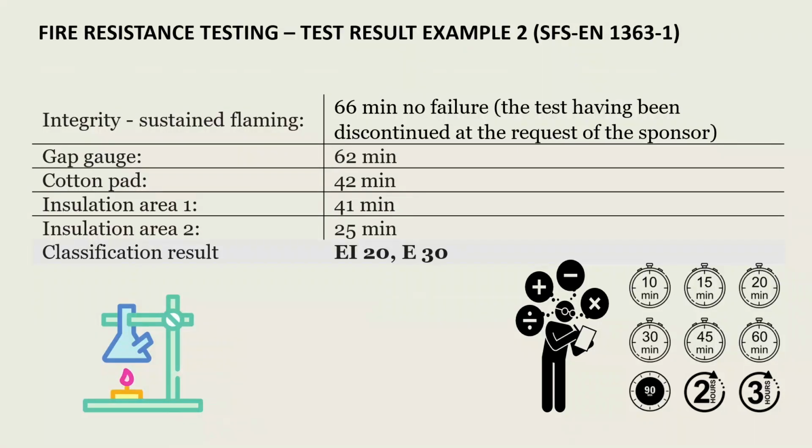According to all of these test measurements, the classification result for this element can be EI 20, since the element meets both integrity and insulation criteria for at least 25 minutes. Thus, the lowest possible fire resistance rating value of 20 minutes is selected. Or the classification results for the tested element can be E 30, since the component satisfies the integrity criteria for at least 42 minutes. That means the resistance rating value of 30 minutes is selected since it is the lowest possible rating value.